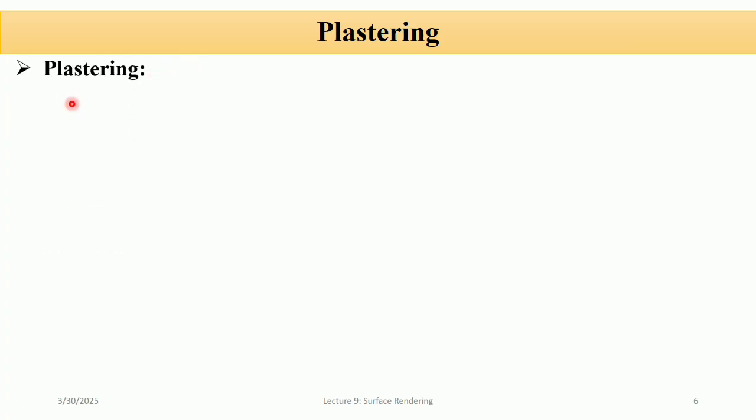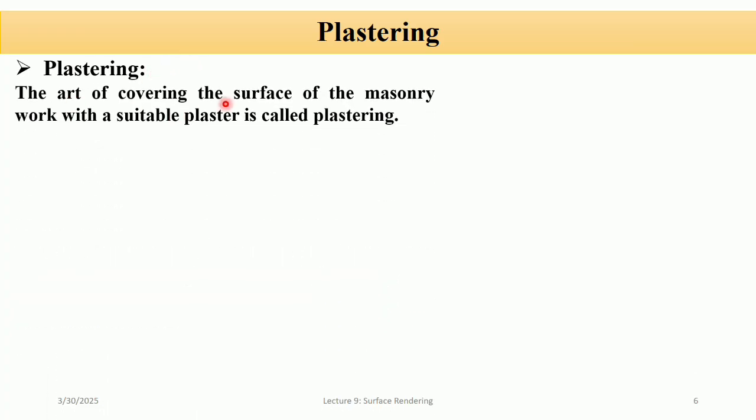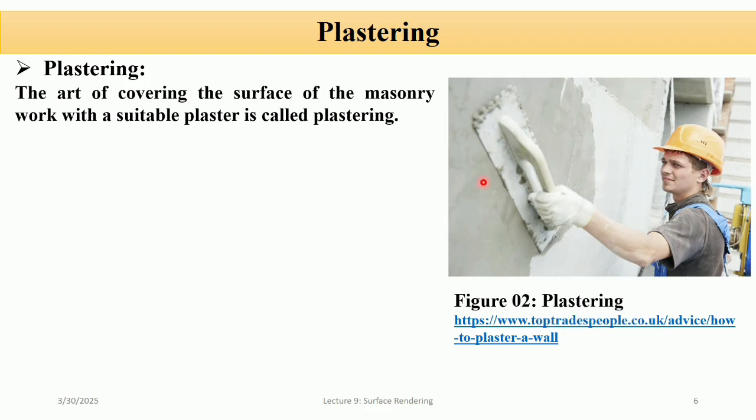Now let's discuss plastering. The art of covering the surface of the masonry work with a suitable plaster is called plastering. Now you will be thinking, what is plaster? It is a fine paste or mortar made by mixing cement and sand, or pet lime and sand, or surkhi with a sufficient quantity of water. It's called plaster. You can see it in the figure.